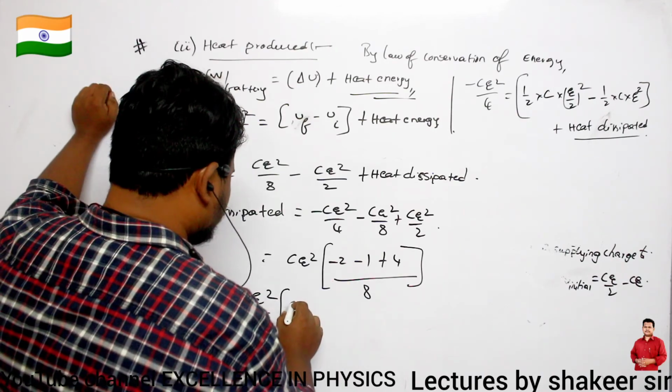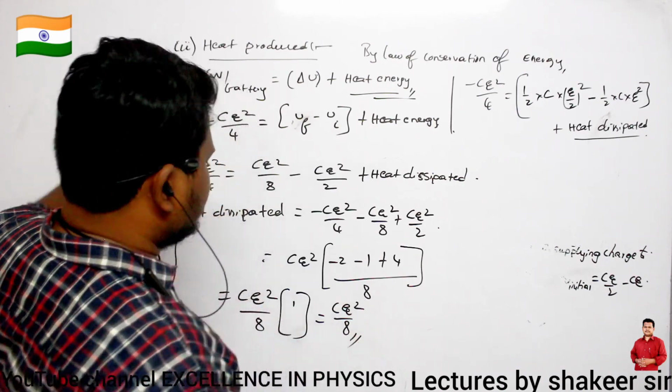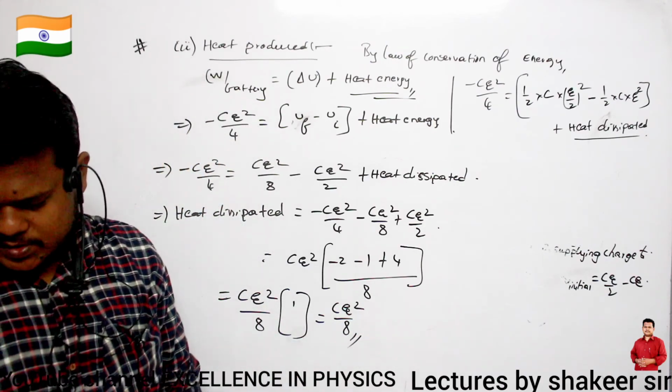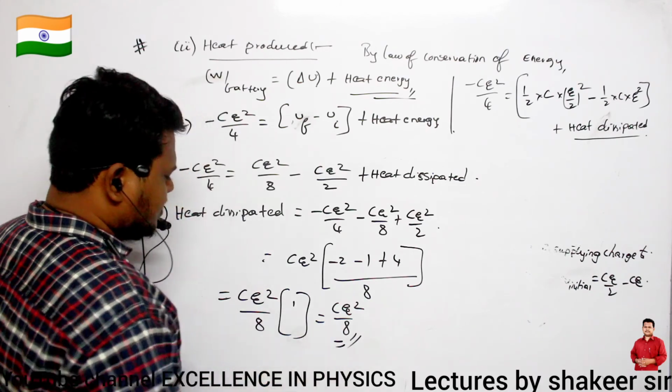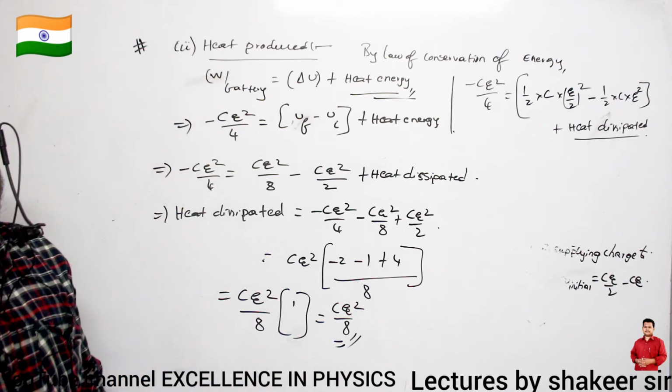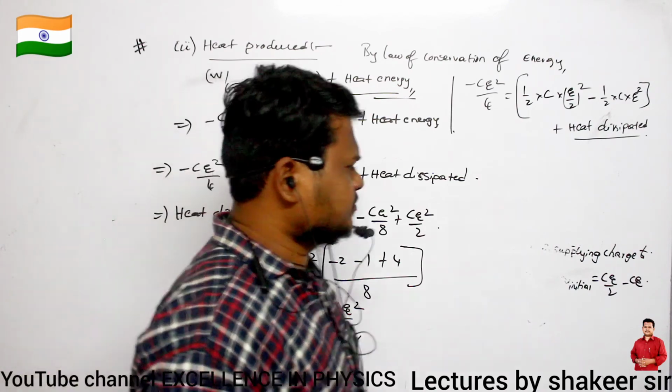4 minus 3, which is 1. Clear? So therefore, CE square divided by 8. That is our answer. Is this calculation correct or not? Yes, correct. So CE square divided by 8 will be the total heat which is generated in the circuit. Clear? That's all.